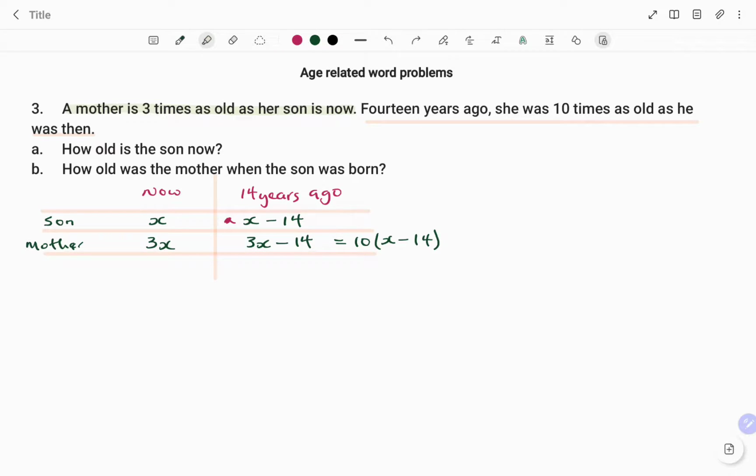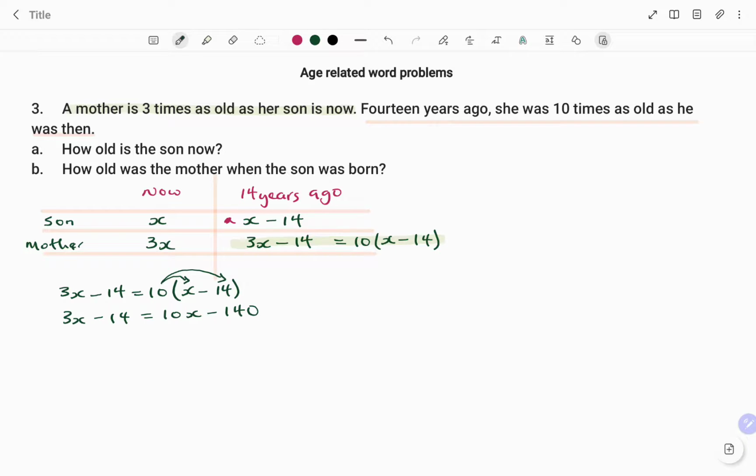So therefore, the algebraic equation we'll be working with will be, the mother's age, that is, I have 3x minus 14 equals 10 times the age of the son then, that's x minus 14. If I simplify, I have 3x minus 14 equals 10x minus 140. The 10 outside the bracket is going to multiply all the terms in the bracket.